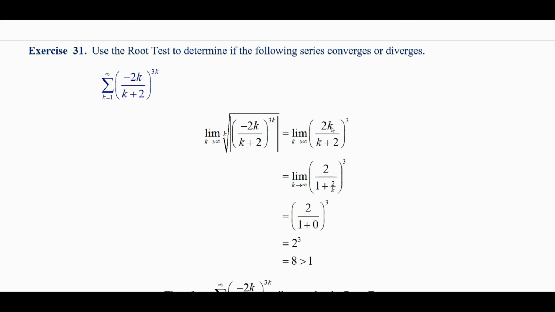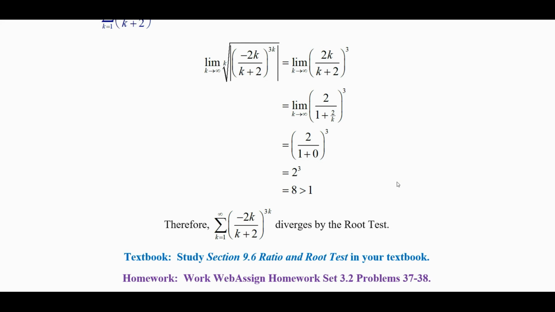Now, inside the fraction, multiply by 1 over k in the top and the bottom. So we get 2 over 1 plus 2 over k. Take the limit as k goes to infinity, constant power on the outside. We're just taking the limit on the inside, so that limit is 0 here. 1 plus 0 is 1. 2 divided by 1 is 2. 2 to the third is 8. 8 is bigger than 1, so this must diverge. So it diverges by the root test. So there's an example of the root test.